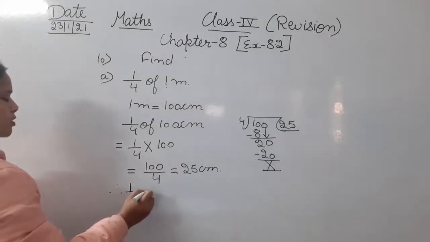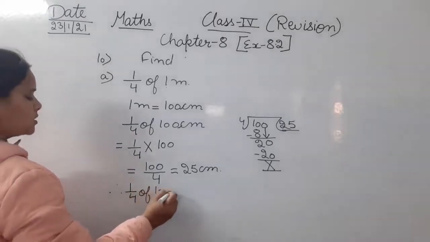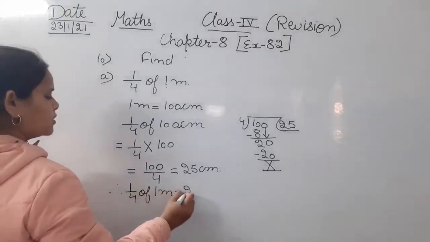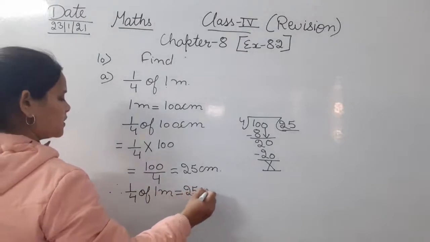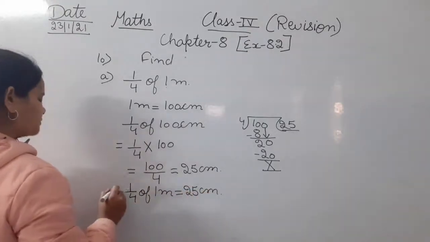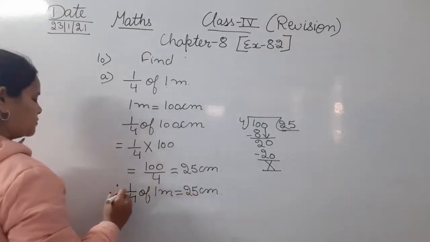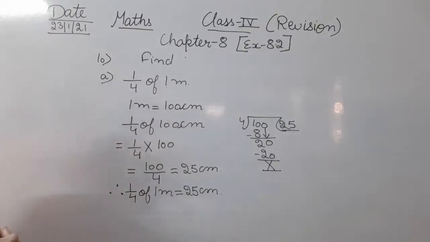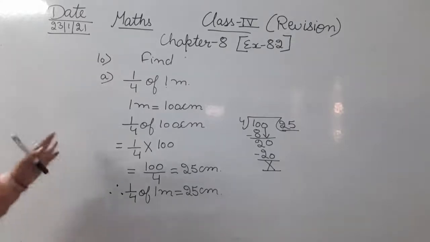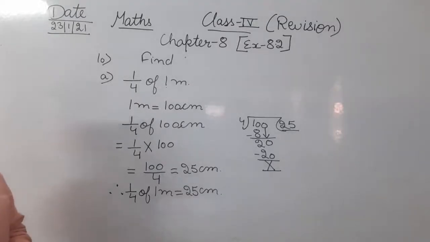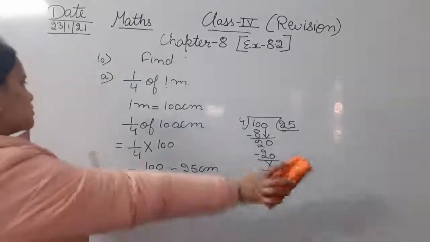1/4 of 1 meter is equal to 25 centimeter. So this is the solution of question number 10, the A part. You can just note down this A part of question number 10 in your notebooks. Moving next to the B part of the same question.